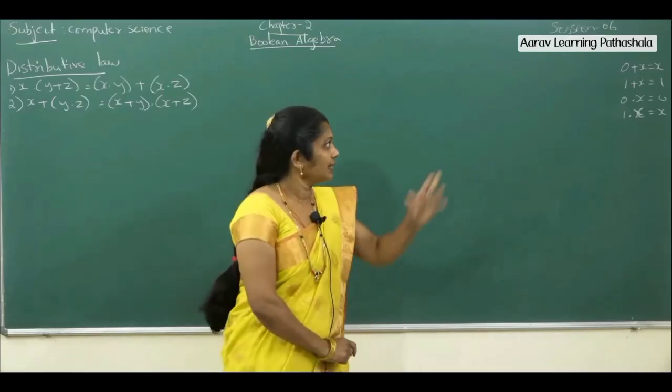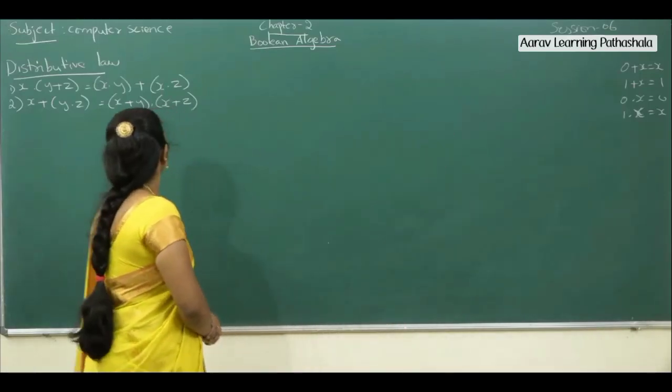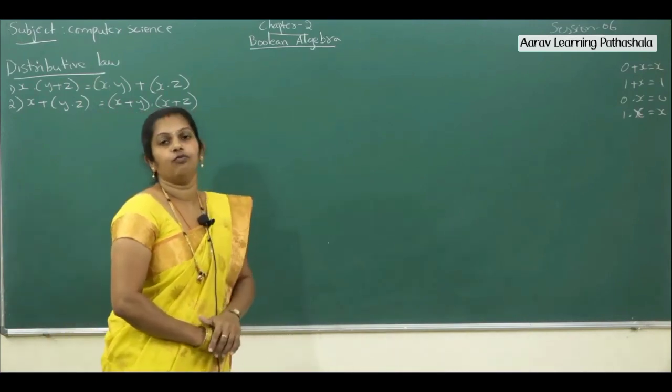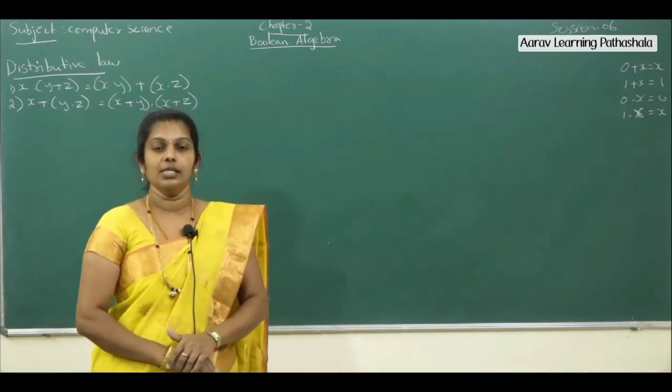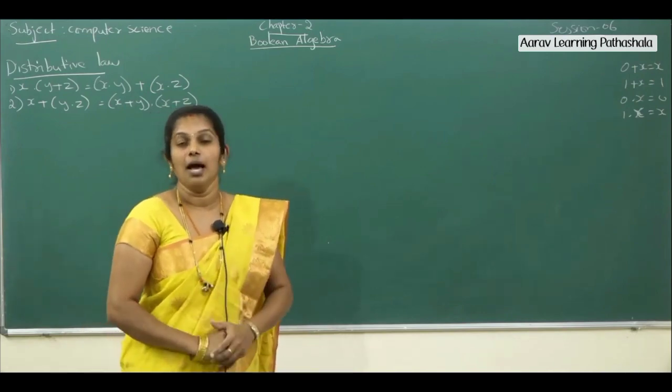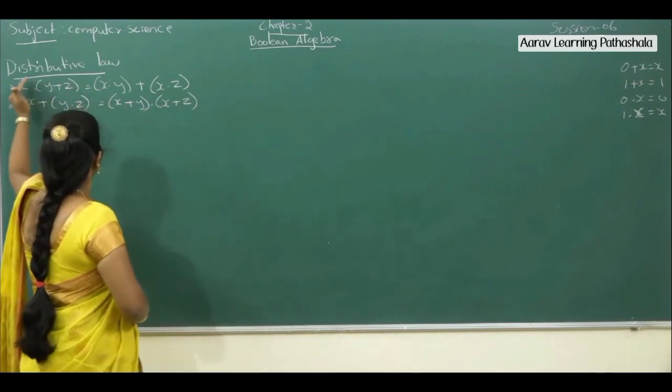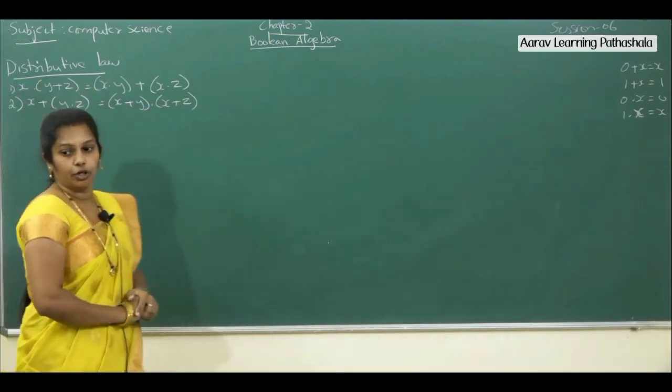Today we have to start with the next session, the sixth session. In the previous session we explained the associative law and its proof, using a truth table, symbols, as well as the perfect induction method. Today I am going to explain the next concept, called the distributive law.